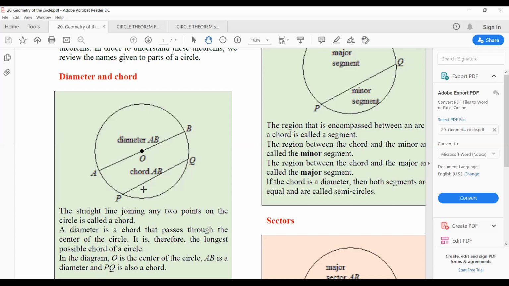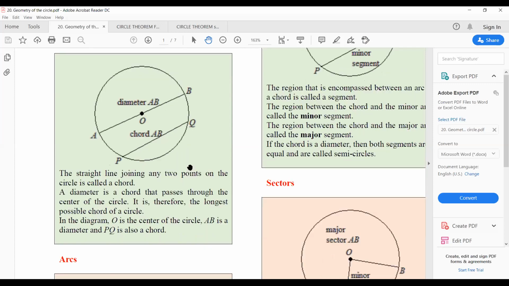So that being said, it makes the diameter a chord because a chord touches the circle at 2 points. As you can see here, the straight line joining any 2 points on the circle is called a chord. So the diameter is a chord. However, the diameter is the largest chord of a circle. Now, PQ is not a diameter, right? Because for it to be a diameter, it must pass through the center of a circle. And I would have covered that when we did circles and measurements.